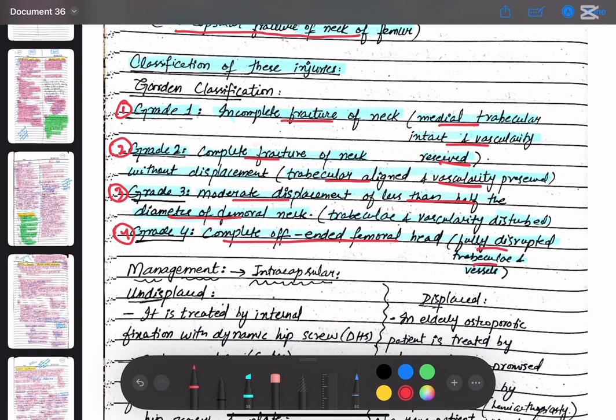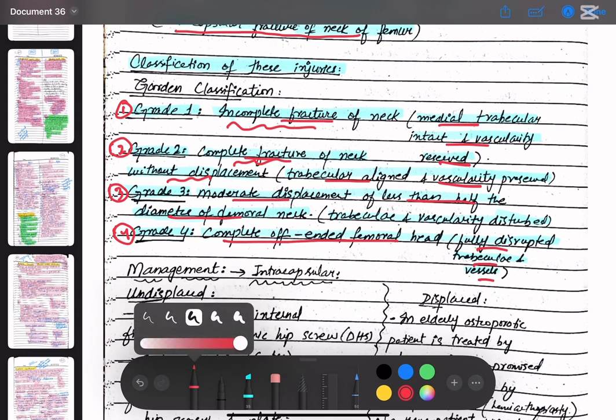So there are 4 grades. In grade 1, incomplete fracture. In grade 2, complete fracture of the neck without displacement. In grade 3, complete fracture with moderate displacement of less than half the diameter of the femoral neck. In grade 4, complete displacement of the femoral head. Okay, incomplete, complete, then complete fracture with minimal displacement, and then complete fracture with total displacement. These are the 4 grades of the fracture, that is, the Garden classification of these injuries.